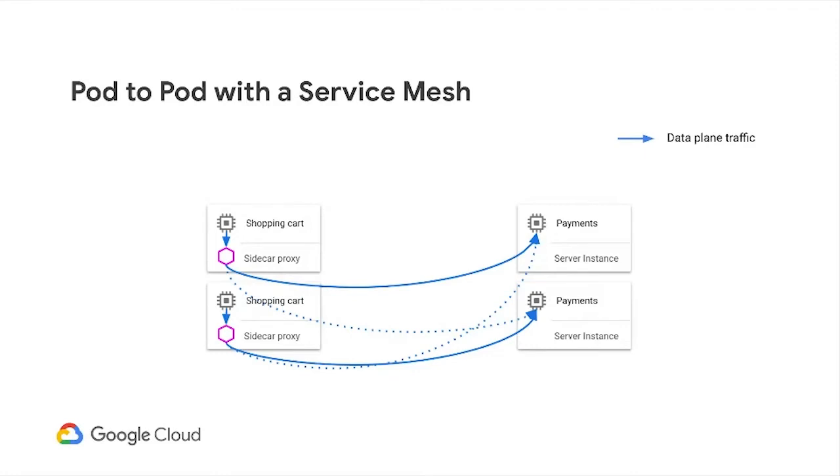Now, what does that give us? It gives us a lot of interesting things. One of them is what I call fine-tuned routing. Let's say, for example, you bring up a new version of the payment service. You developed version 2, right? You deploy it somewhere. It has a sidecar.